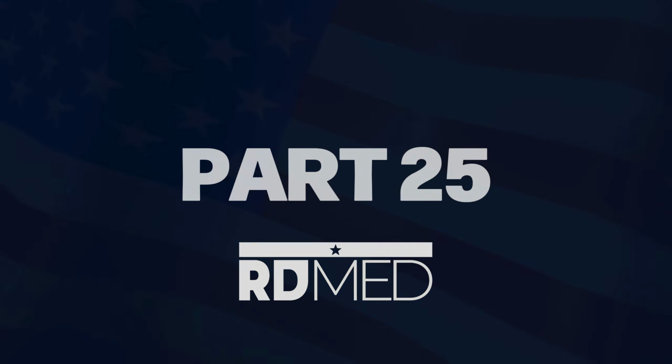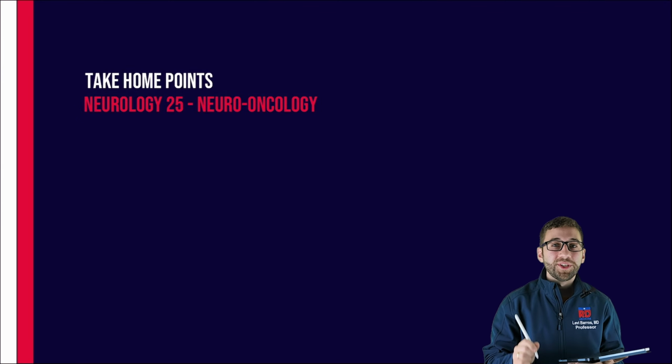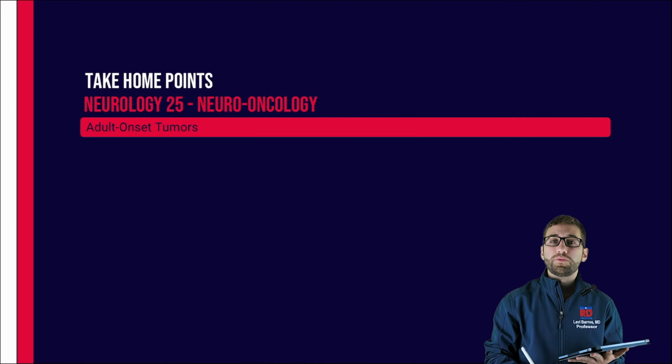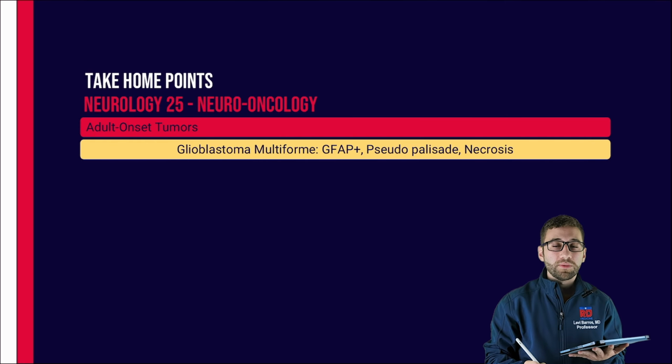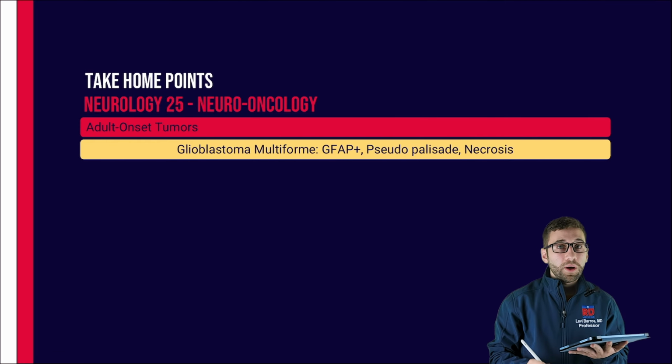Part 25. Welcome to our session on neuro-oncology. Take-home points. Let's start with adult-onset primary brain tumors. The most common types include glioblastoma multiforme, meningioma, oligodendroglioma, hemangioblastoma, schwannoma, and pituitary adenoma.